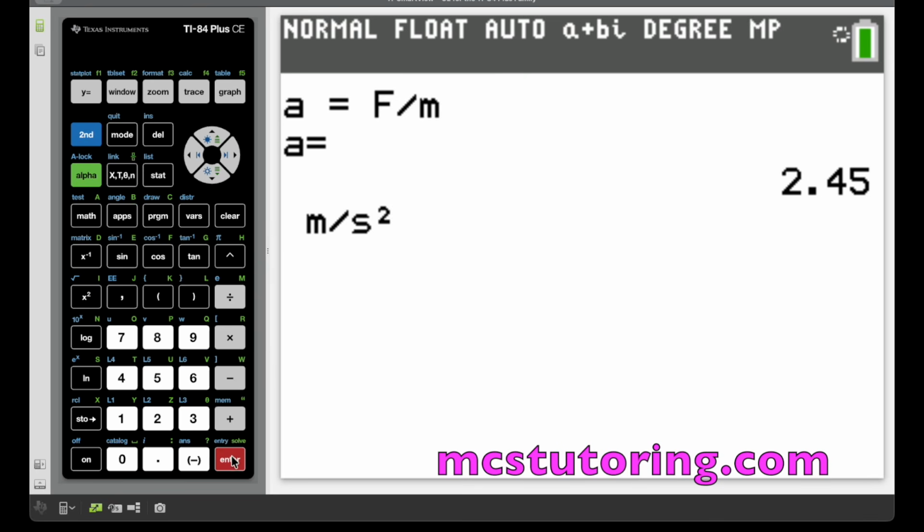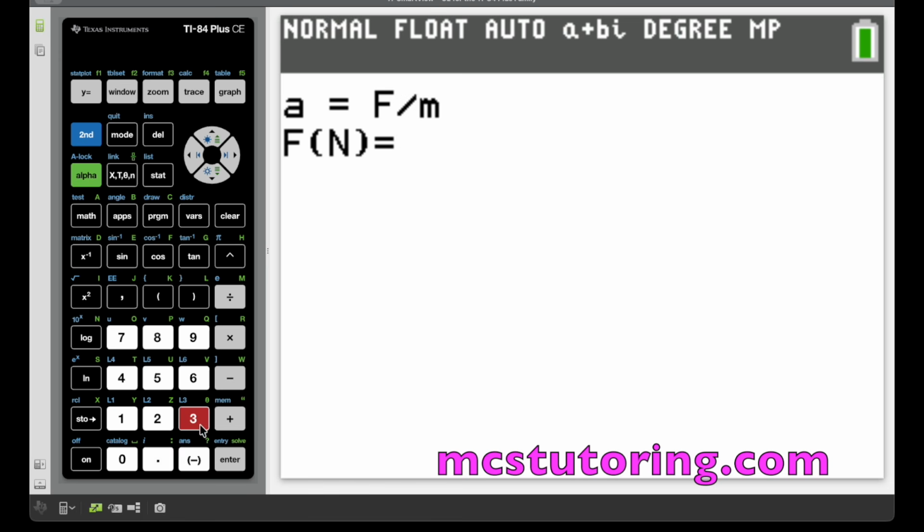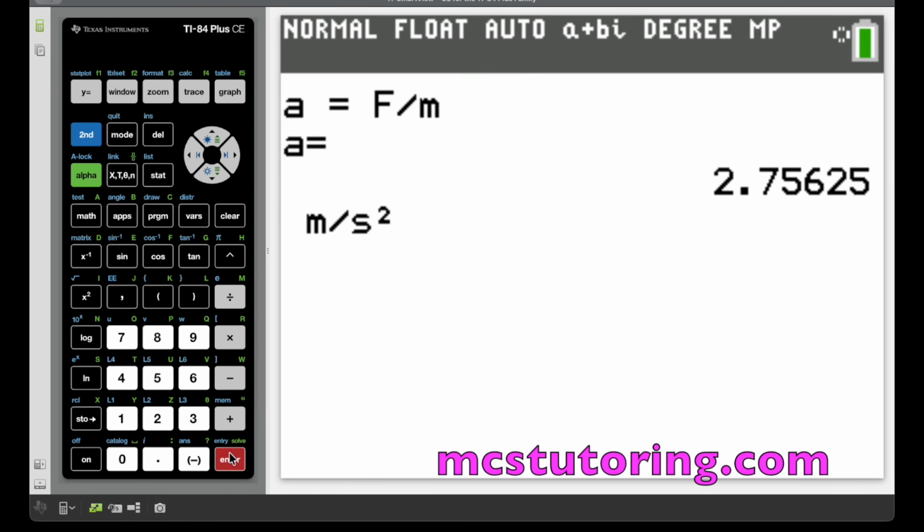Now for salt water, we're going to solve for a again. And again, in this case, the force is 2.205 and the mass is 0.8. And then it gives about 2.76 meters per second squared. So acceleration is larger in salt water. This matches exactly what the FRQ is asking: which one accelerates more and why?